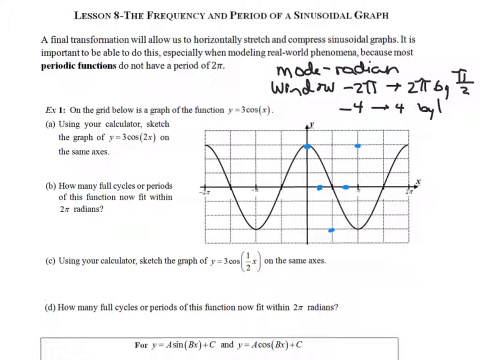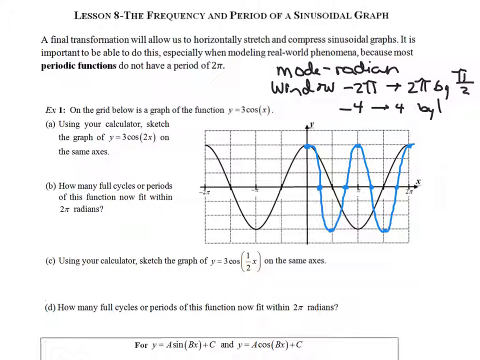So from that point up at 3, I'm going to go back to 0, then back to negative 3, back to 0, and back up to positive 3. So when I connect these points, I should see my complete cosine curve happening right there, and then another complete cosine curve happening right here. So I see within that 2 pi region, I'm actually seeing 2 complete cosine curves. Now go the other way.